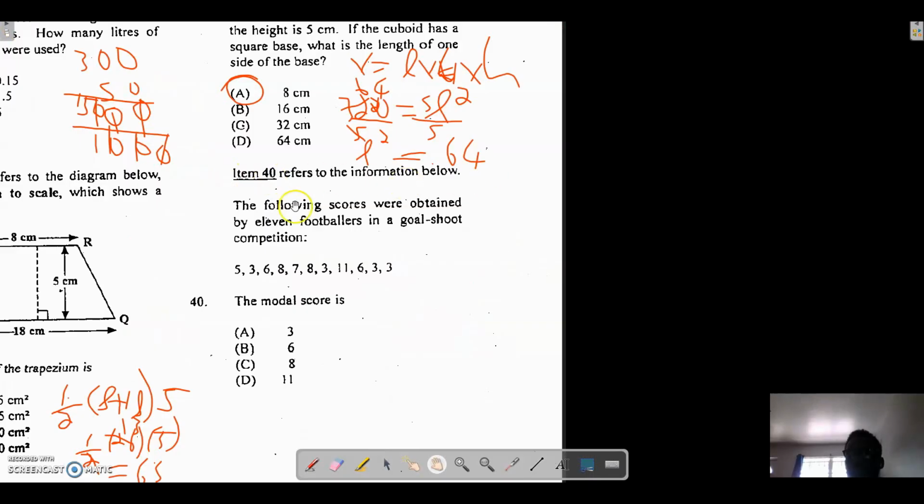Item 40 refers to the information below. The following scores were obtained by 11 footballers in a goal shooting competition. The modal score is the score that you see occurring the most. Without even looking too far, by glancing through this data set, you would notice that you see 3 several times. So the modal score, which is the most occurring data value, is 3.